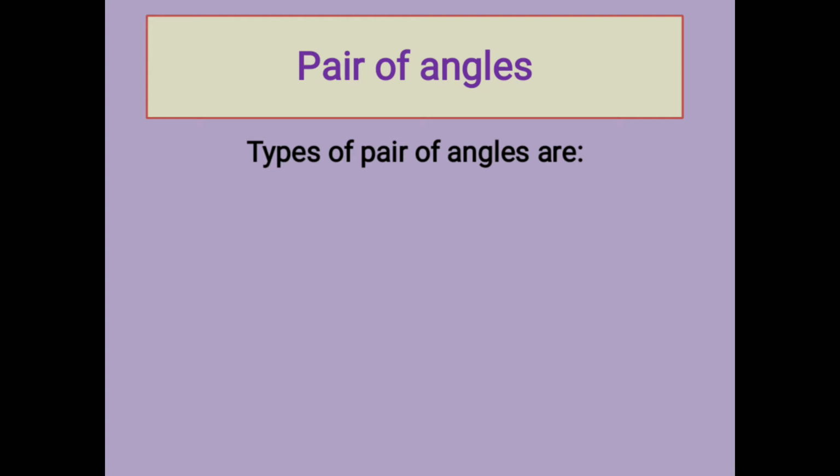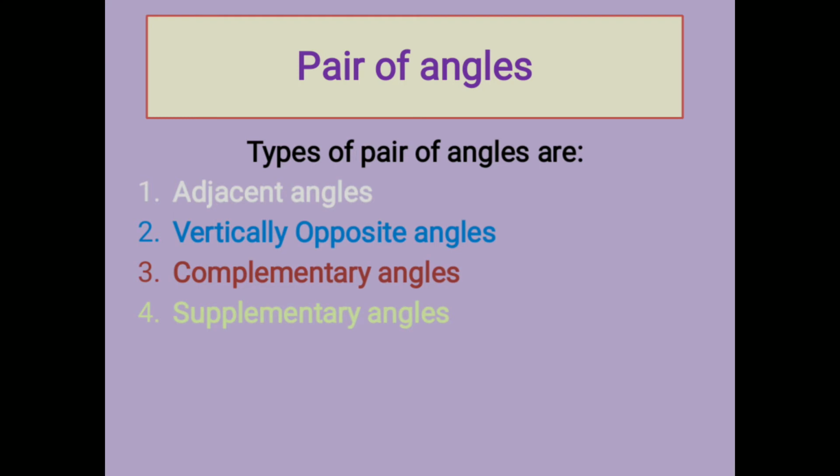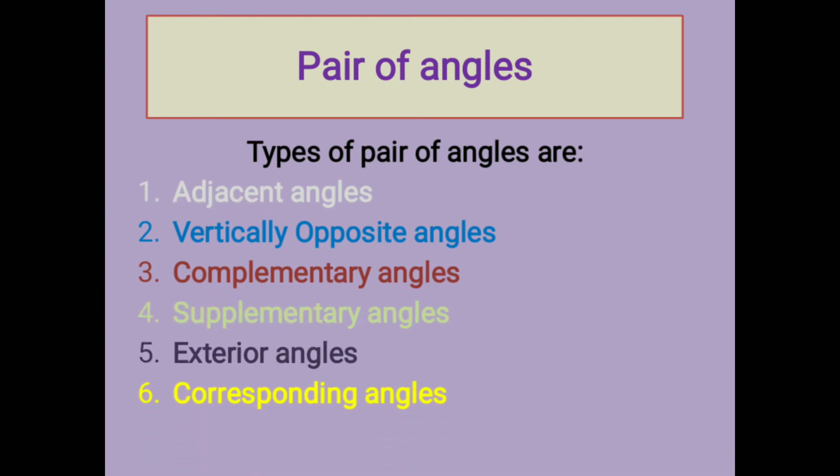Today I would like to discuss the different types of angles that always exist in pairs. Basically, the following types of angles always come in pairs. They are adjacent angles, vertically opposite angles, complementary angles, supplementary angles, exterior angles, corresponding angles and co-interior angles. Let's go one by one.